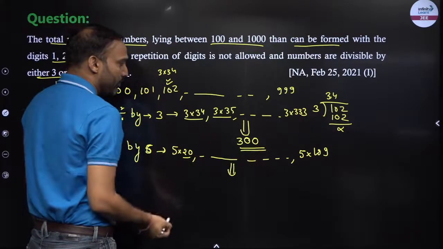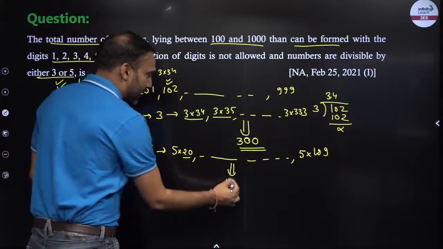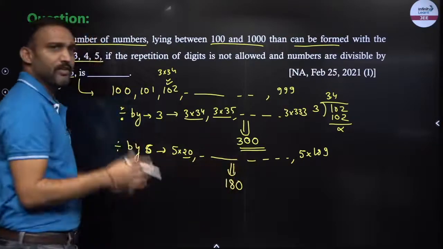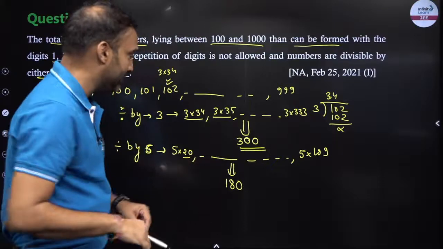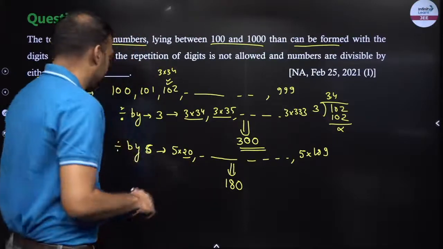Subtract 20 from 199. That makes 179. But I have to count both these numbers. Whenever we take the difference, one of the ends will not be counted. So if you have to count both the ends, we have to add 1. So over here I have 180 multiples.